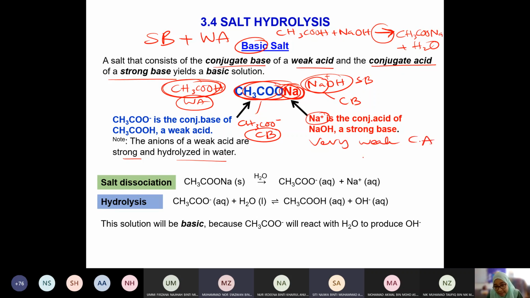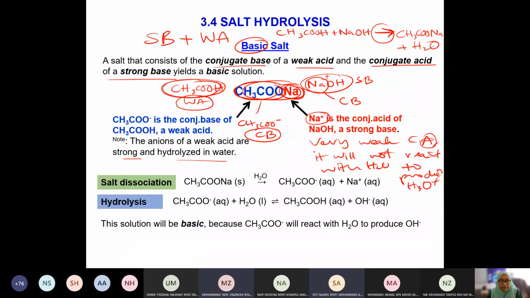Conjugate acid means it will not react with water to produce H3O plus, since the conjugate acid can produce H3O plus. Okay, all right. This is just the justification, but this is how you should be proving it.